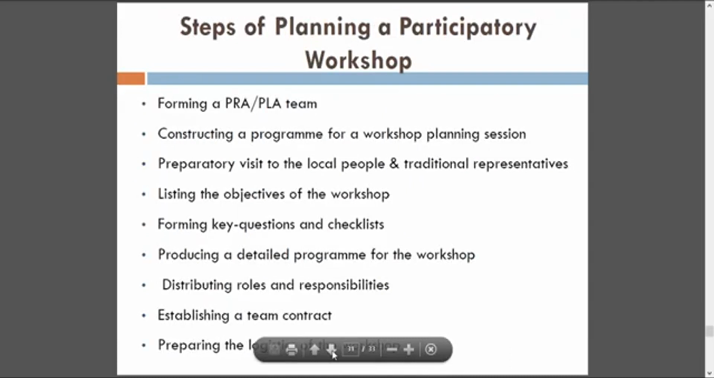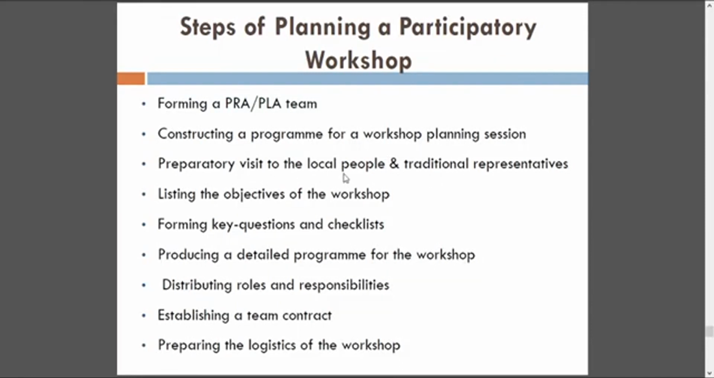So when you're planning a participatory workshop, these are the steps that you should go through. 1. Forming a participatory appraisal or participatory learning appraisal team. And we say that this team has to be consisting of multidisciplinary members who are having expertise in different areas relevant to the particular issues that are going to be discussed. Constructing a program for the workshop. So you need to have a pre-planned program that you will follow in order to save time.